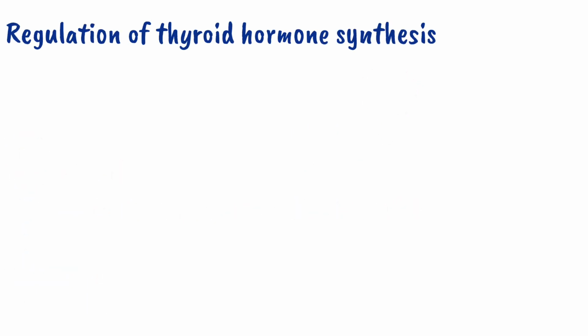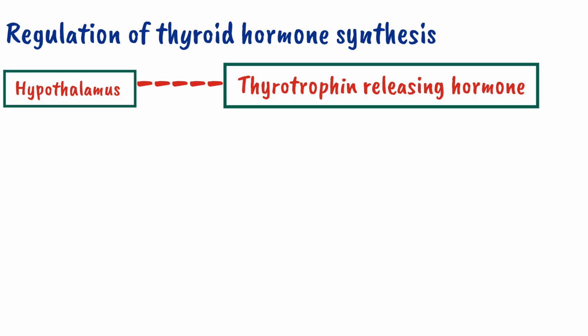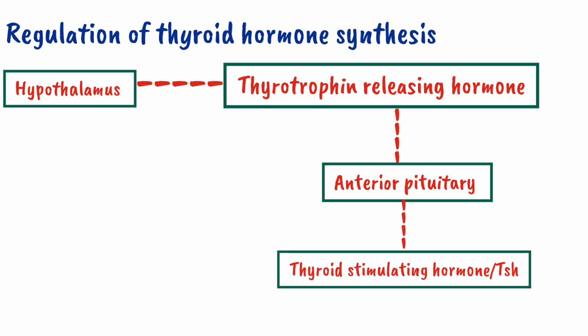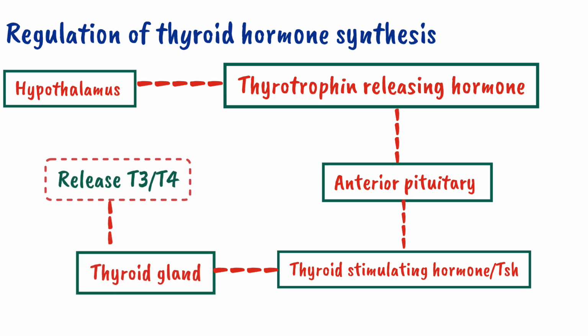Now let's study the regulation of a thyroid hormone. The thyroid hormone is regulated from the brain. The hypothalamus releases thyroid releasing hormone, TRH. The TRH will act on the anterior pituitary. The anterior pituitary will release thyrotropin, TSH. This TSH will act on the thyroid gland, which will release T3 and T4.